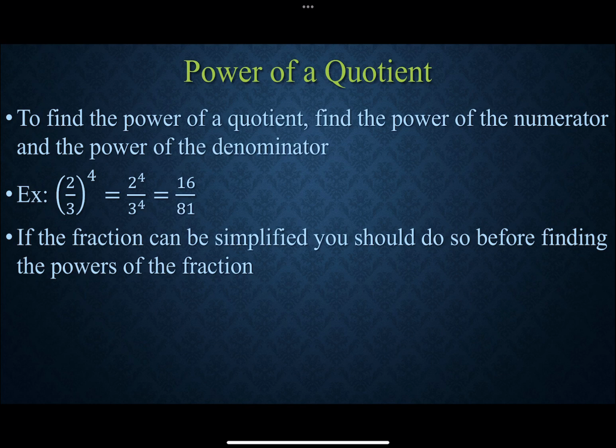And as long as we simplify the fraction before we start raising to powers, you're going to have the simplified version of the answer. Because if 2/3 can't reduce any further, there's no way when I multiply 2 four times and 3 four times, I'm going to get a fraction that has to reduce after that. But if I don't reduce first, then you're going to get a much larger number, and it's going to be a little bit harder to reduce the final answer.